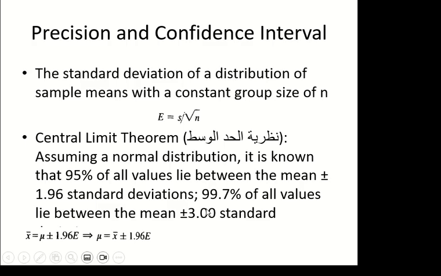So what the theorem says, 95% of the population is within mean plus minus 1.96 E, where E is what? Standard error. Remember, we already talked about it. So if you have the mean and you do plus minus 1.96 E, you will get the range for 95% of the center of the data. And if you do 3 times E, then you get 99.7% of the center of the data.